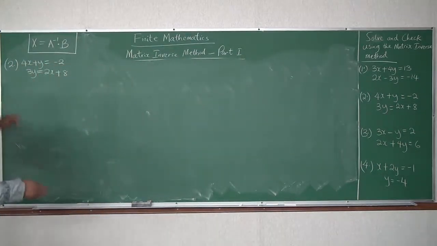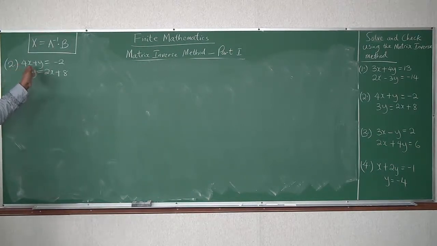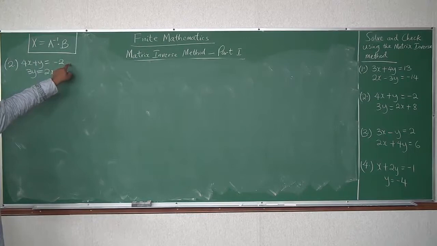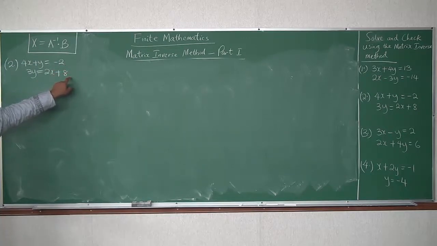All right, the next step, align X and Y. So this is not aligned. Do you see? Equation 1 is aligned. But equation 2 is not aligned. So let's align it.